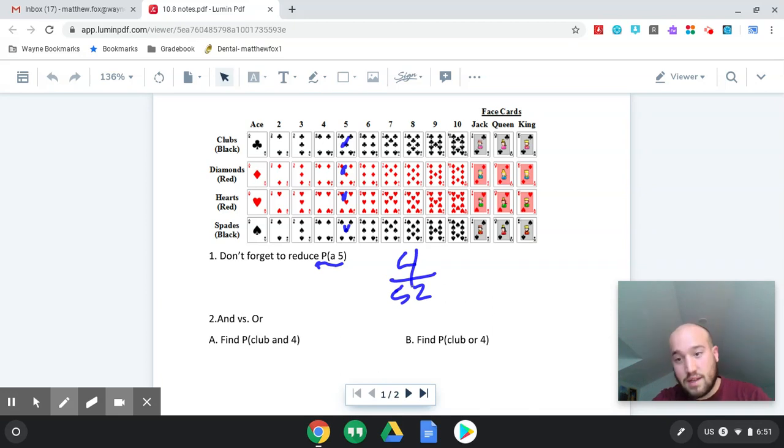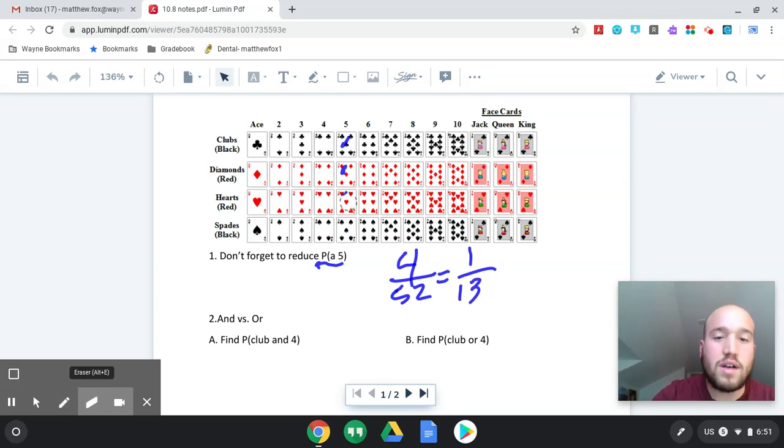Now, if you put that, it's a decent answer, but we can do better. We can reduce that. 4 goes into both 4 and 52. It goes into 4 one time, and into 52 13 times. So 1 over 13 is a better answer. Just try to remember that as you continue in this chapter.